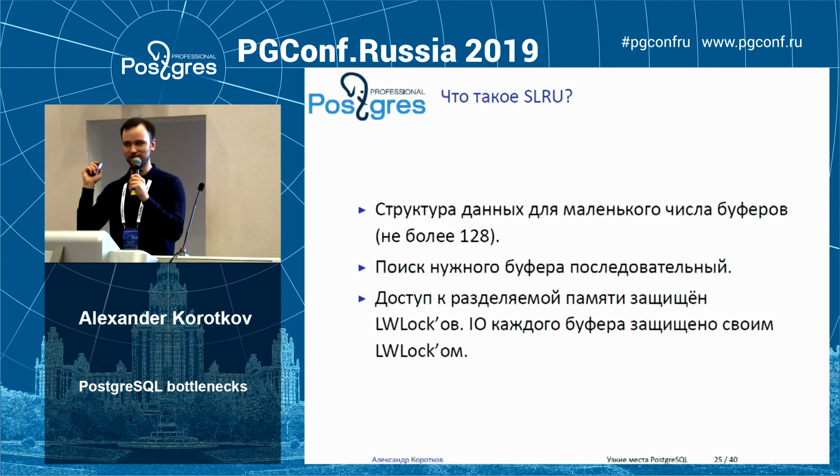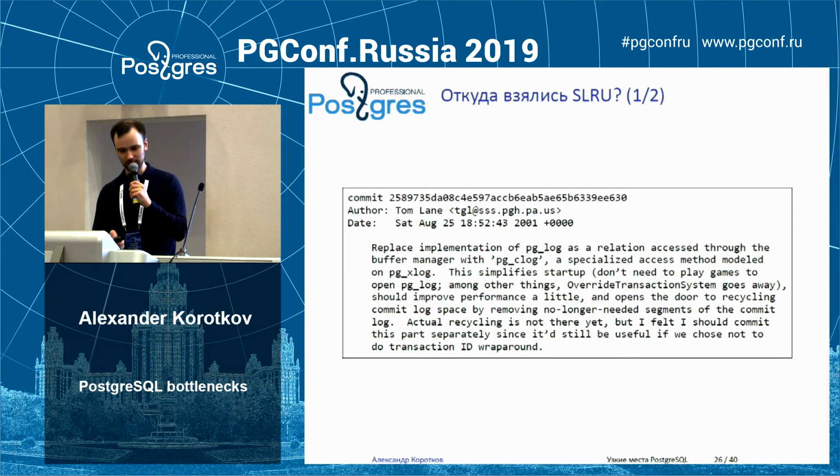So, on the slide we have the technical information. Probably it's not that important, but the thing is, the data structure for a small number of buffers, no more than 128, is searched sequentially, and we actually spend some time trying to identify what subtransactions there are and how they are related. If you go through the slides, you'll be able to find and go through the code.